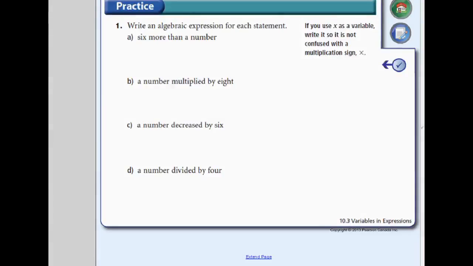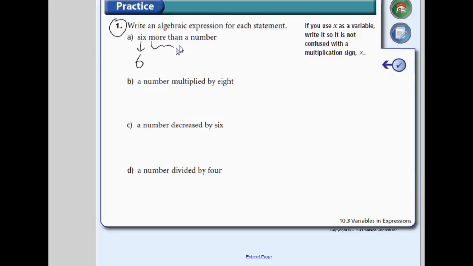Okay, this is Mr. Hammer back again with question number 1 from chapter 10, section 10.3. Here we're writing algebraic expressions for each statement. If you go to the website, you'll see a couple pages there that will show you how to convert words into numbers. But one of the most simple things to do is to simply work down. So you see the number, you write it out.